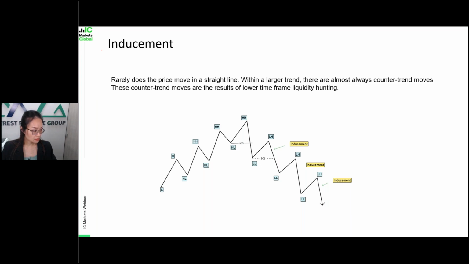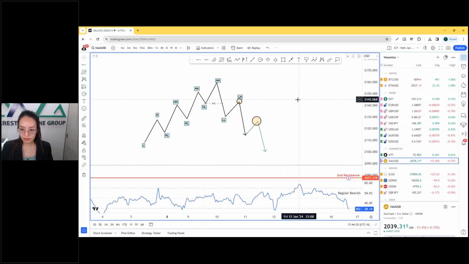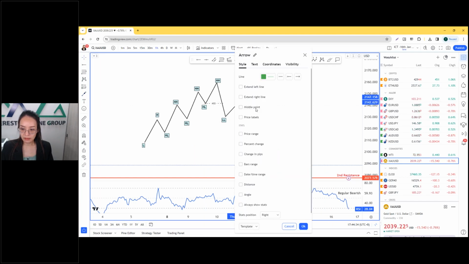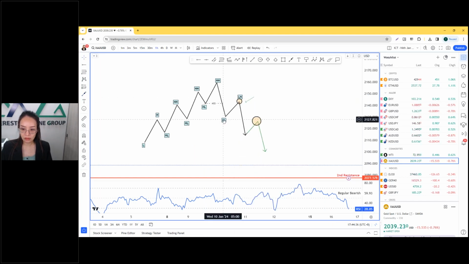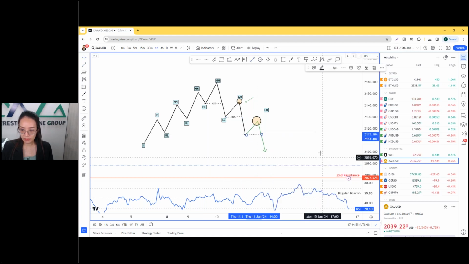Where is my chart? Here, this is the one. Basically, they need to create a lower low and a lower high. This should be the lower high here. Okay, and then these are the break of structures, right? BOS, which is break of structure, and then they create another break of structure here. Okay, here this is called this, and this is called this.